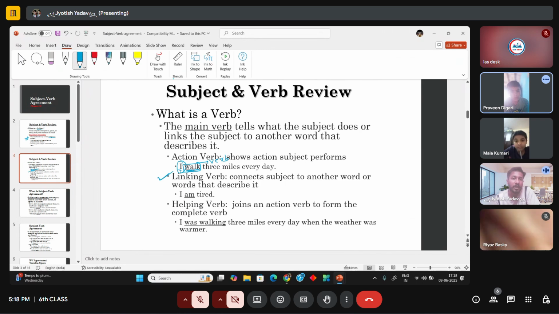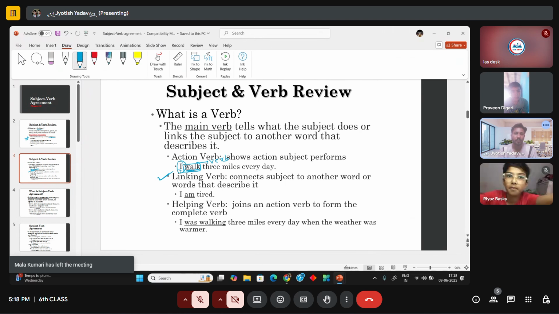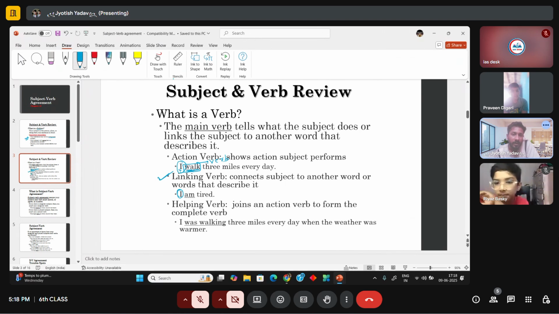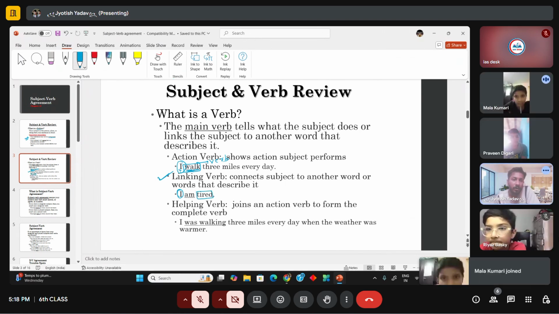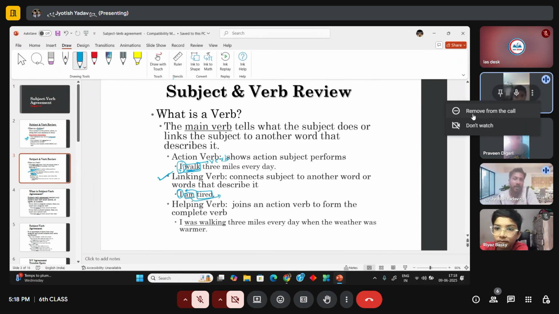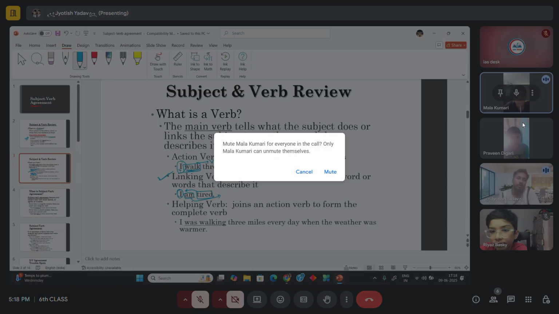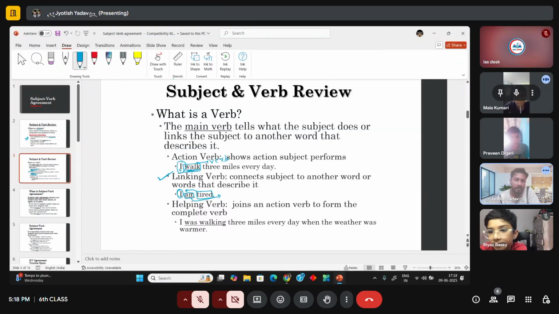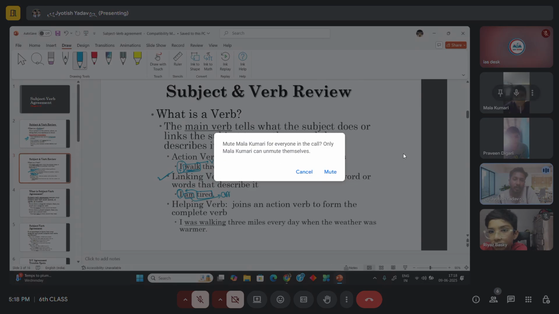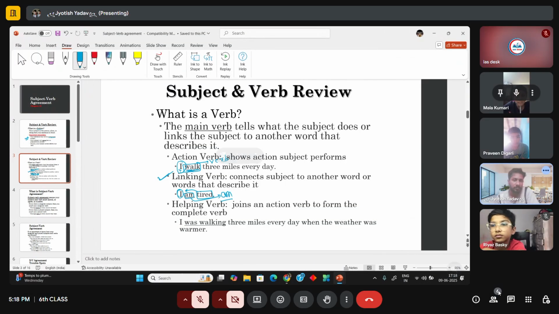The second point is about the linking verb. Linking means it will connect the subject to another word, just like "I am tired." Here, "tired" is related to "I," and it is shown by a linking verb, that is "am." "I am tired" indicates the linking of a subject. Here "am" indicates the tense, or the time of an action.